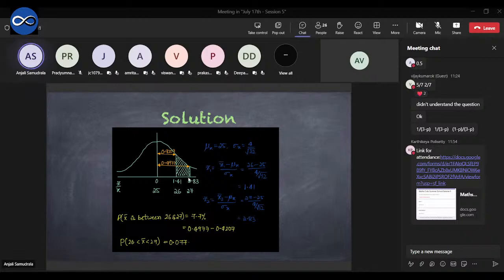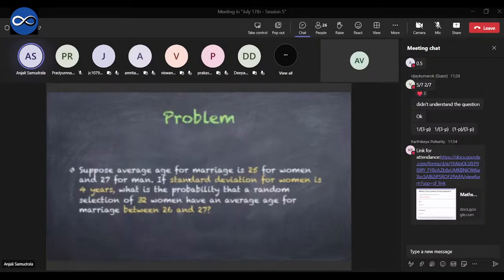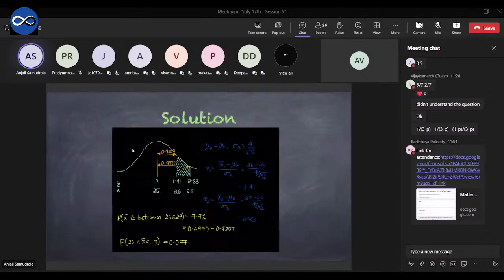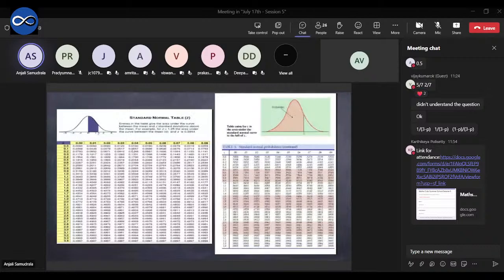These are the normalized values of the new random variable, and we were asked to find the probability that the average age is between 26 and 27. We already saw in this graph that the area under the graph is the CDF. So we need to calculate the probability between 26 and 27, so we just need to subtract the areas. Either you can take from minus infinity to z or 0 to z. I would prefer to take 0 to z because anyway, in the subtraction, half of the part will go.